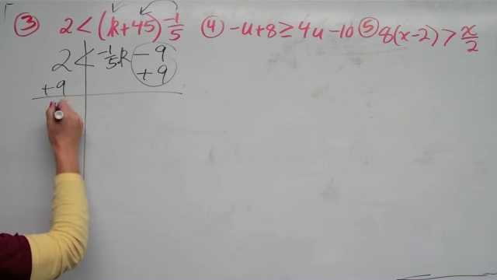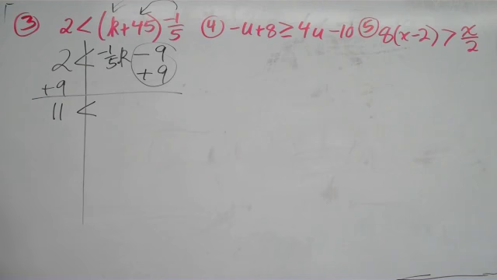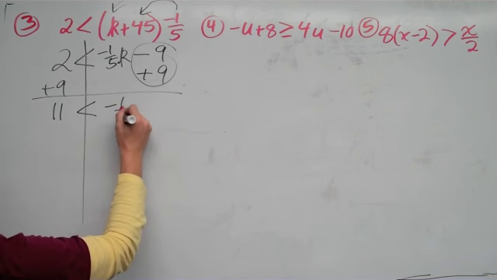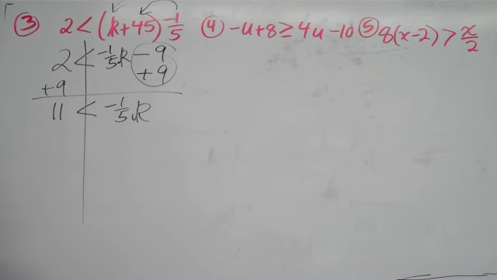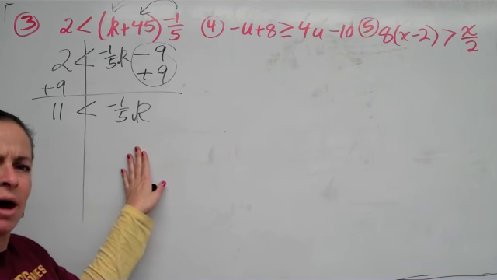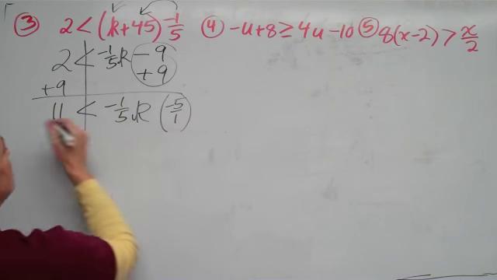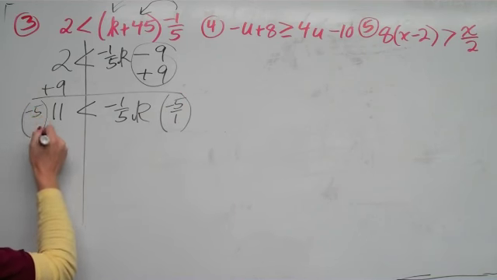2 plus 9 is 11. I have not multiplied or divided by a negative, so I keep my sign. I have negative 1/5 k. And now my final step, I want to get rid of the negative 1/5. I can either divide by it or I can multiply by the reciprocal. So I'm going to multiply by the reciprocal.